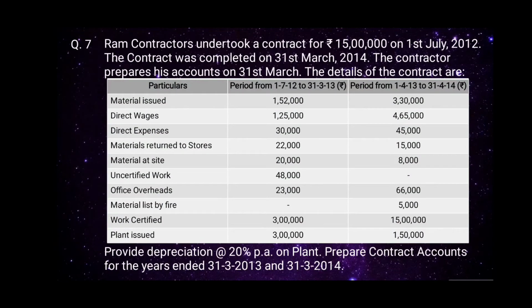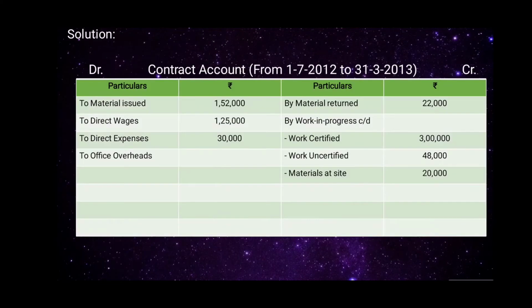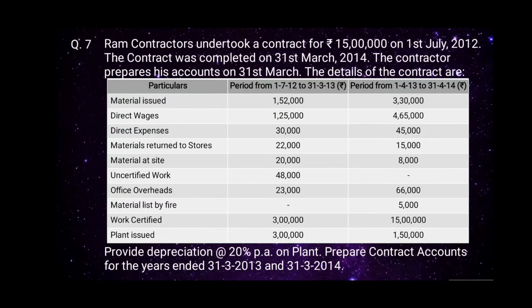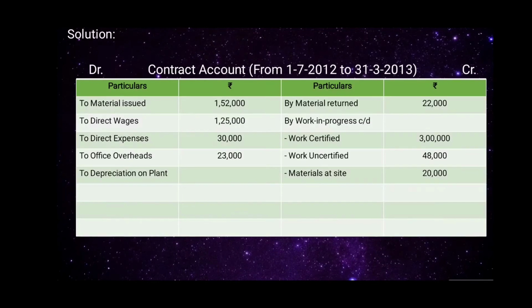Next, office overheads amount is given as 23,000. So we'll record it on the debit side, to office overheads, amount is rupees 23,000. Next, material lost by fire. Amount is nil. Plant issued, amount is given as 3 lakhs.